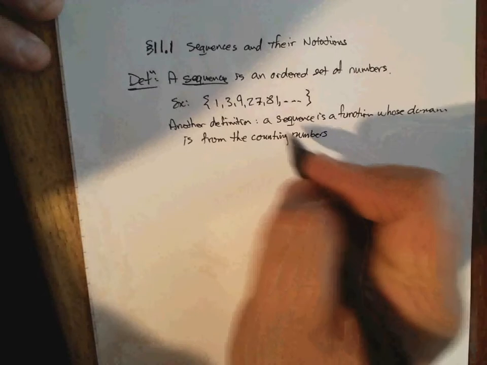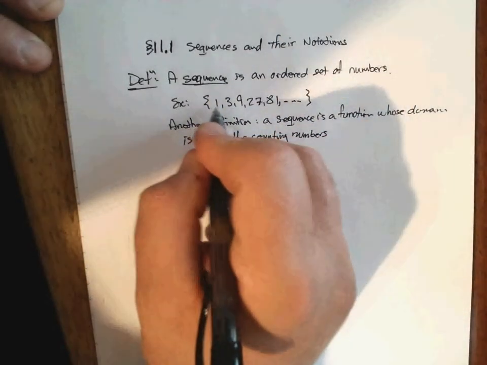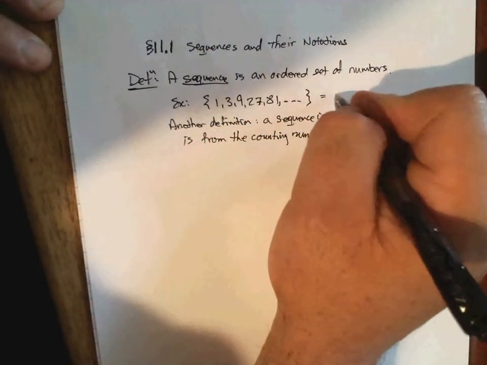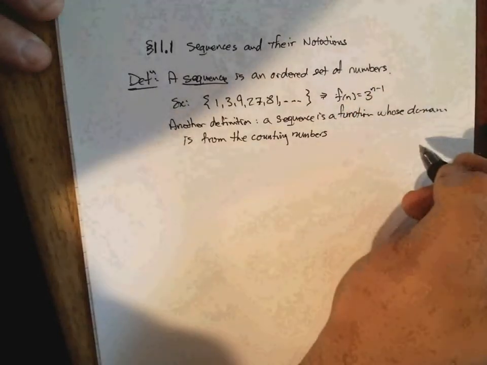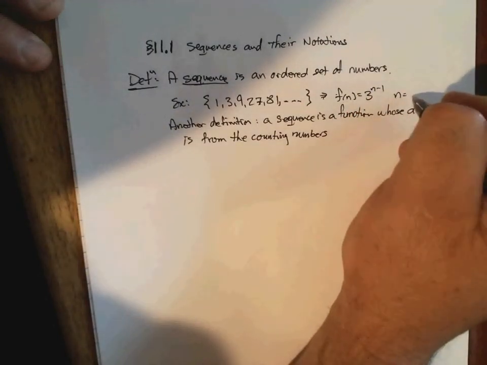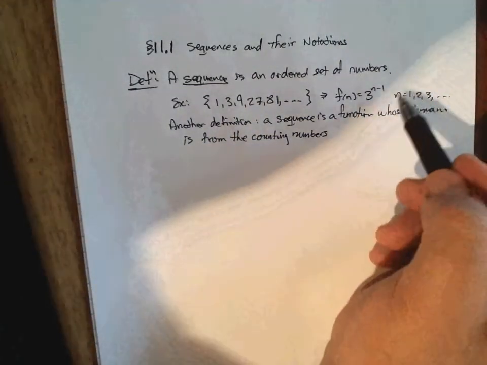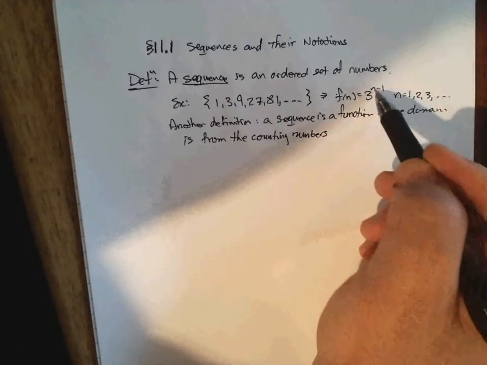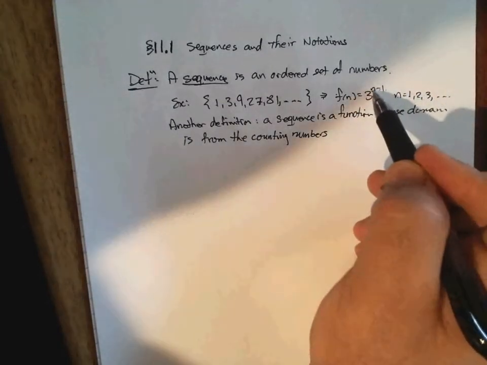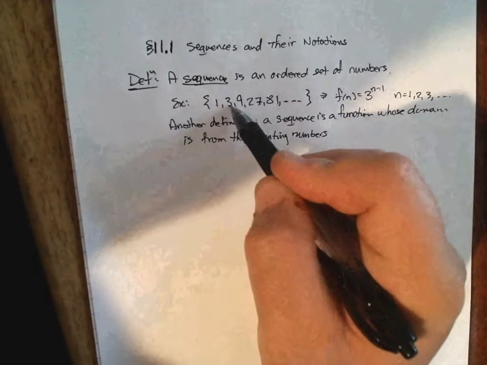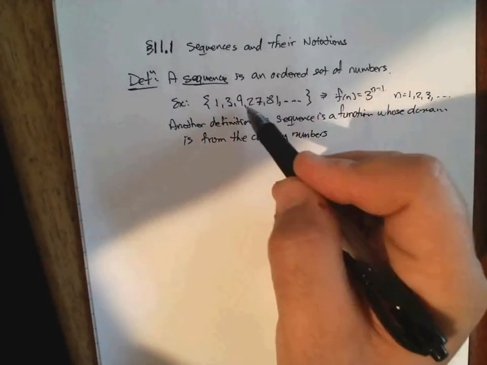Now, relative to the sequence, this ordered set of numbers here, I could define this ordered set of numbers, therefore, by this function: 3 to the n minus 1, where n goes from 1, 2, 3 onward. So look at how that works. When n is equal to 1, 3 to the 1 minus 1 is 3 to the 0, gives you 1, the first number. When n is 2, 3 to the 2 minus 1 is 3 to the 1, gives you 3, the second number. When n is 3, 3 to the 3 minus 1 is 3 squared, which is 9, the third number, and so on.